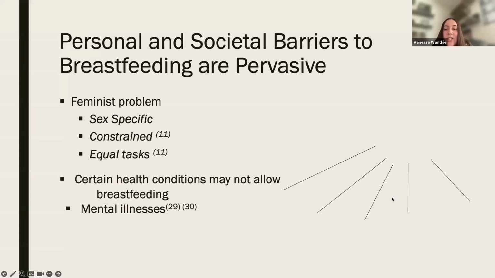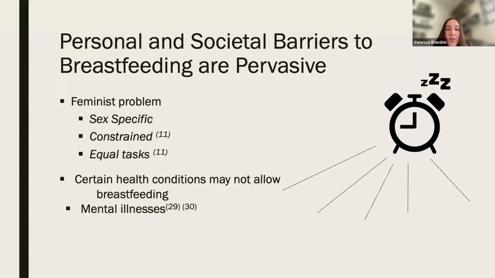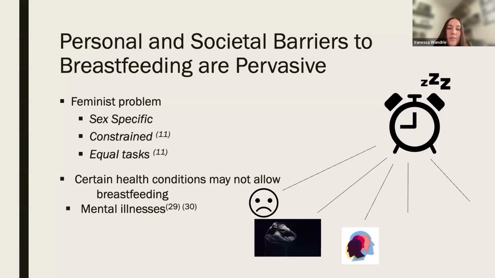Additionally, certain health conditions for the mother may not allow for breastfeeding. For example, for those with mental illnesses, psychiatrists recommend not to breastfeed, as it can do more harm than good by putting these individuals more at risk for reoccurrences of their mental illness due to sleep deprivation. Sleep deprivation can cause mental illness events to occur, which could include, but is not limited to, depression, suicidal thoughts, mania, anxiety, and substance abuse.